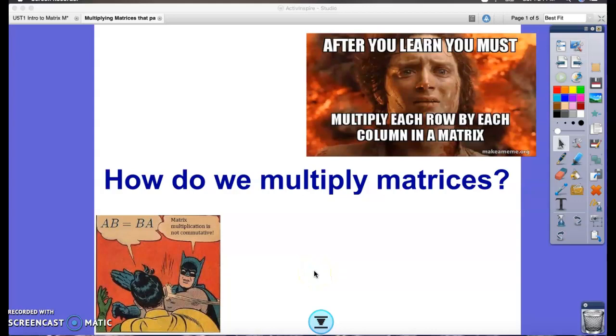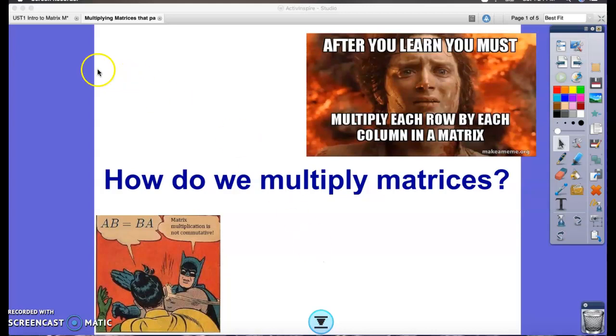Hi class, welcome back. Today we're going to talk about how we multiply matrices. In the previous video we learned if we can multiply matrices. We did a lovely compatibility test, as I kept calling it. And today we're actually going to go through the process of matching up and multiplying.